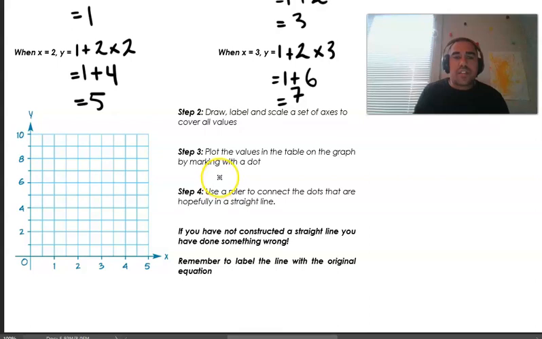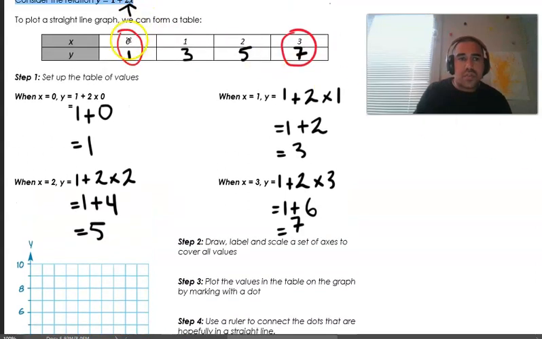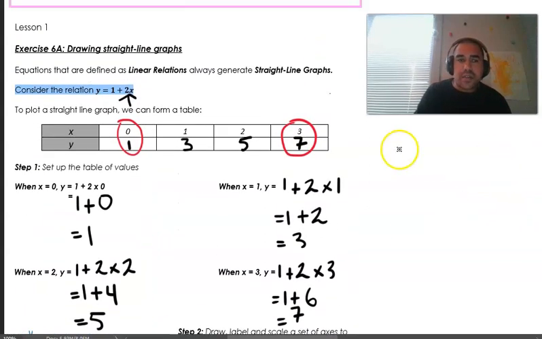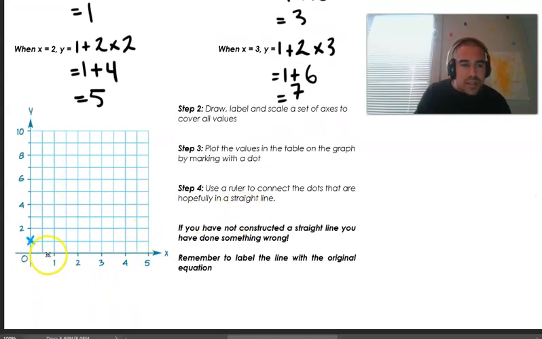So we're going to put the values in the table on the graph by marking a dot. I'm going to put my dots in, say, a lighter blue. So when x is equal to 0, on the x-axis, our corresponding y value is going to equal 1. So that's right there. The next point is when x is equal to 1, the corresponding y value is going to equal 3. And that's going to be there.